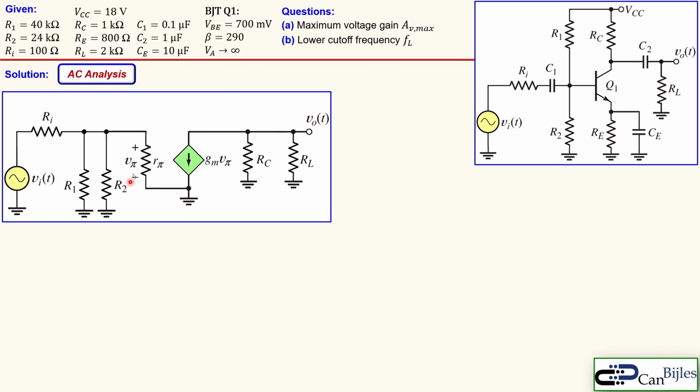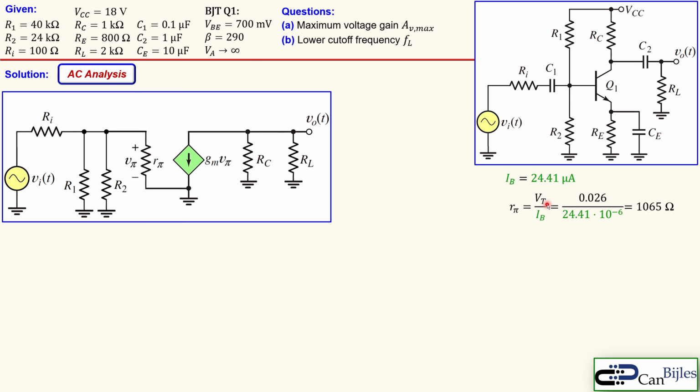We also see this part here, R pi and gm times v pi, which is the model of the BJT. Since the Early voltage is infinite, we don't have the RO between the collector and the emitter; that resistor is infinite, so we can neglect it. Now we can discuss how to determine the voltage gain. First, R pi. How do we determine R pi? It is given by this formula, the thermal voltage divided by the DC base current. We know the DC base current from the DC analysis, so we can substitute the values.